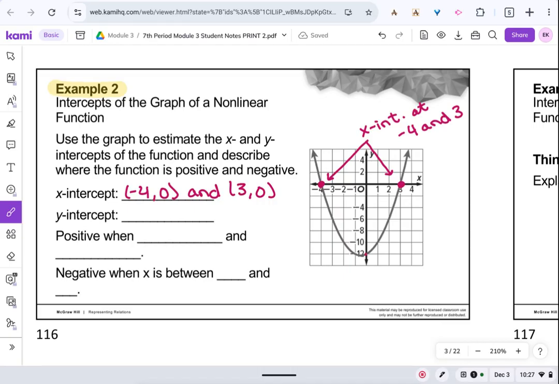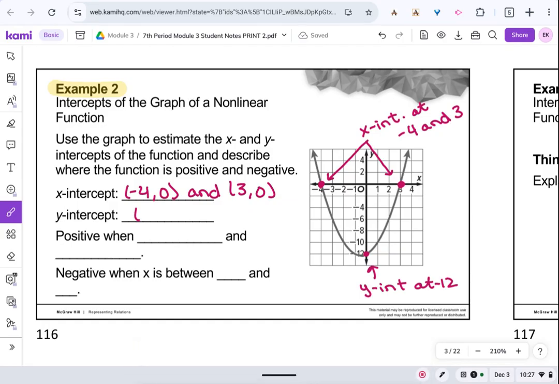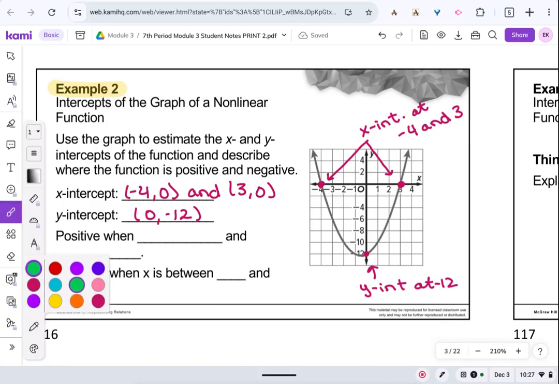Our y-intercept, we just have 1. It's down there at the bottom at 12. Okay, so our y-intercept is at -12, sorry. So it'll be 0, -12. All right, it's positive when it's above the x-axis.